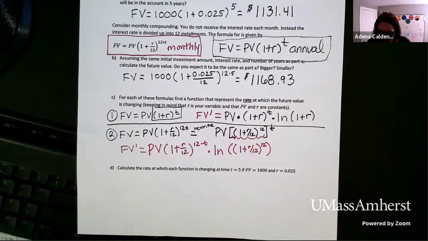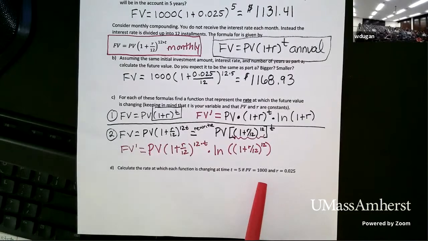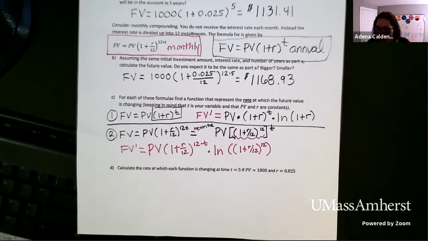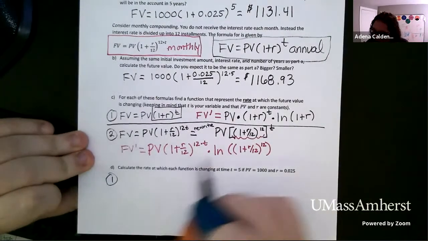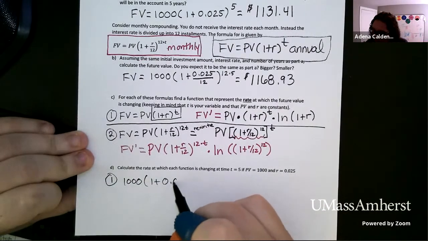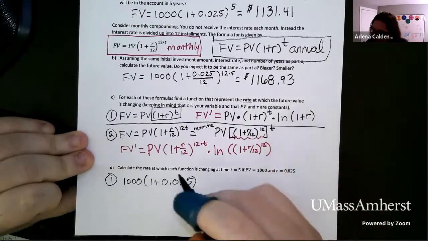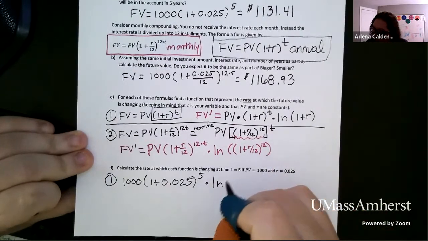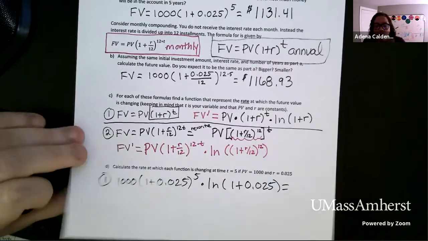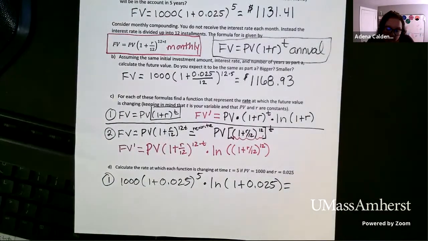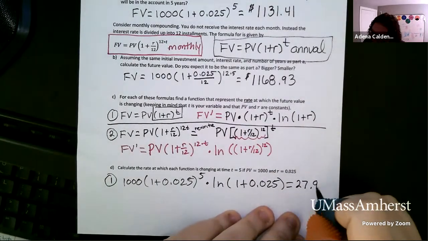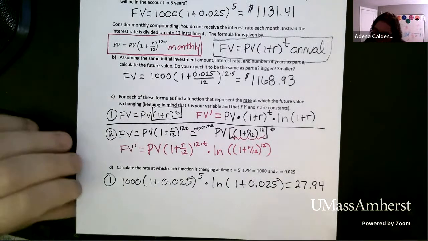For part D, we're plugging in our values of P equals 1000, r is 0.025, and time equals 5 into our derivatives. So for our annual derivative, that's going to give us 1000 times (1 plus 0.025) to the 5th times the natural log of (1 plus 0.025). Again, we need to be really careful plugging everything into our calculator and use parentheses where appropriate. And we get 27.94. We'll talk about units in a minute.